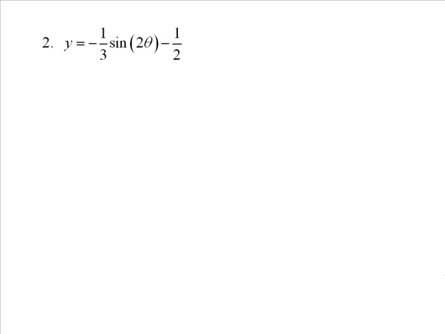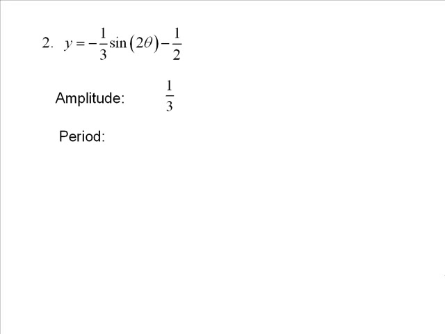Number 2, y is equal to negative 1/3 sine 2 theta minus 1/2. A little bit more complicated. Take stock of everything that's happening. The amplitude is 1/3. Remember that the amplitude is always just the positive. It's the distance from the center to the top, to the crest. So the negative does give us that reflection in the x-axis, but it doesn't really affect the amplitude.